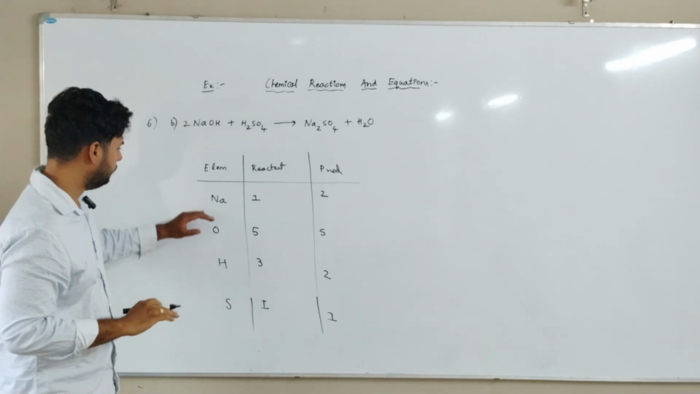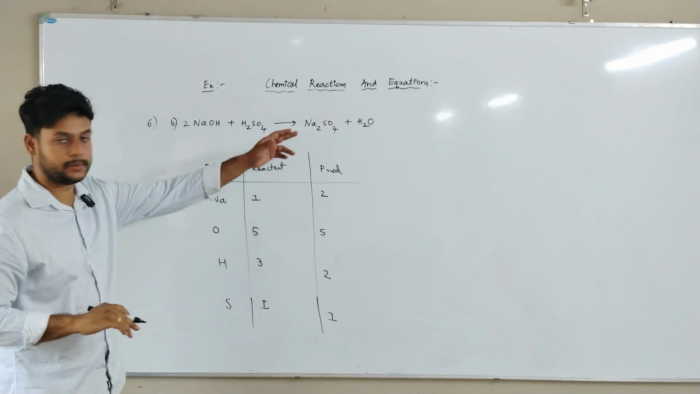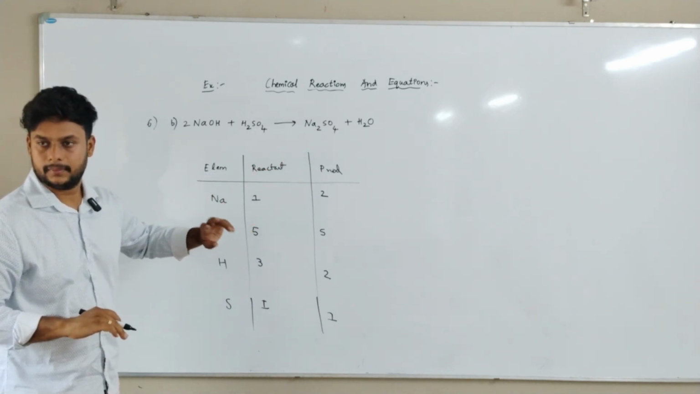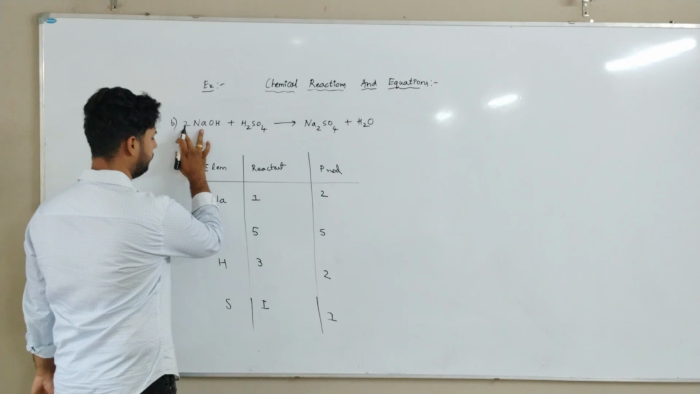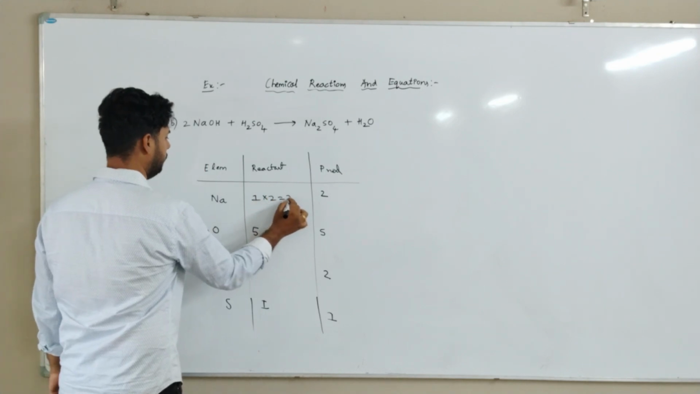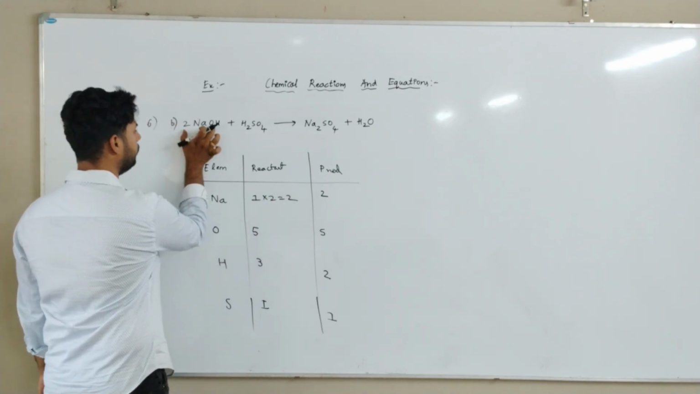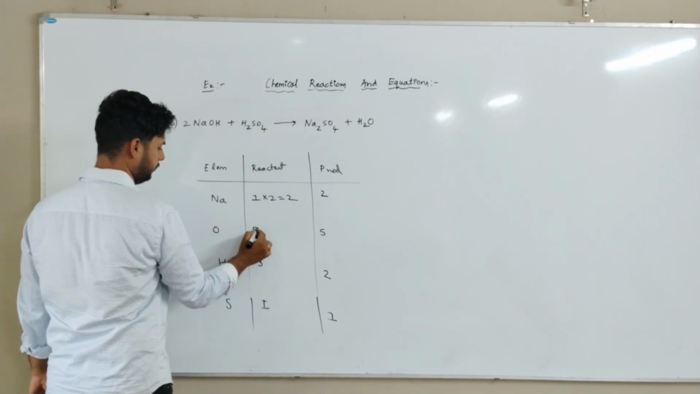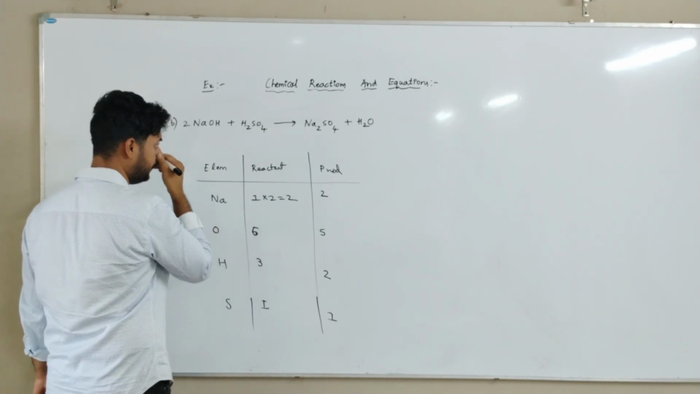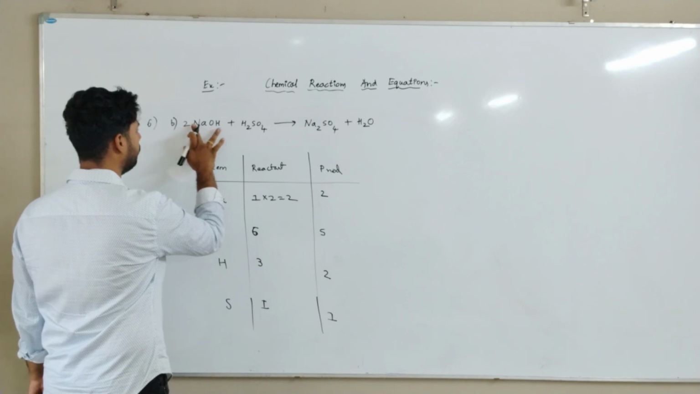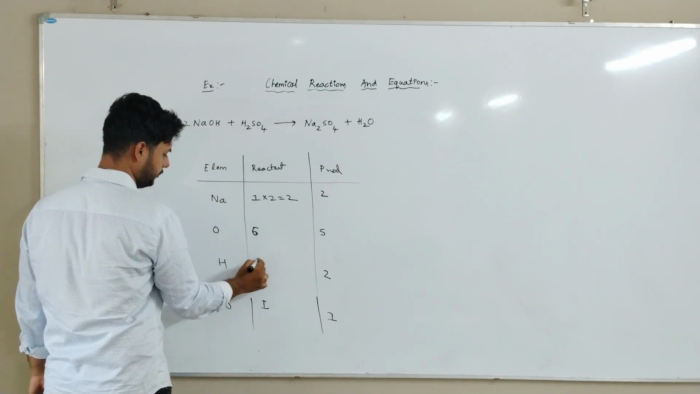However, you can start from H also, you get the answer. Okay. So 2 Na into 2, oxygen became 2 plus 4, 6. Okay. Hydrogen became 2H plus 2H, 4.